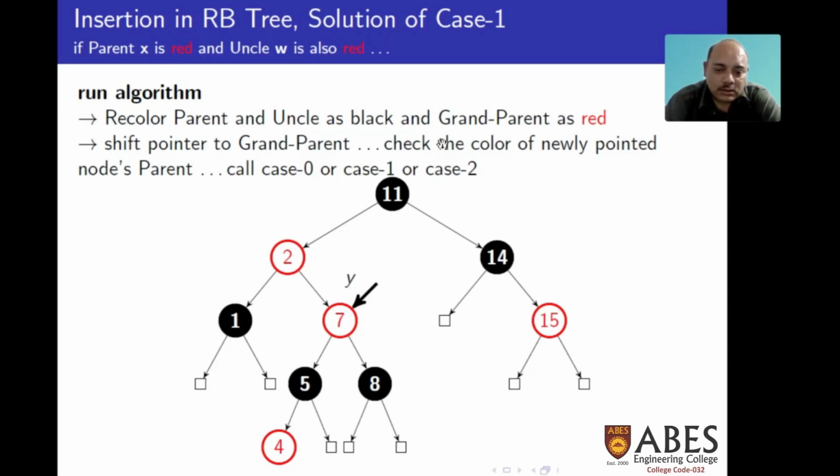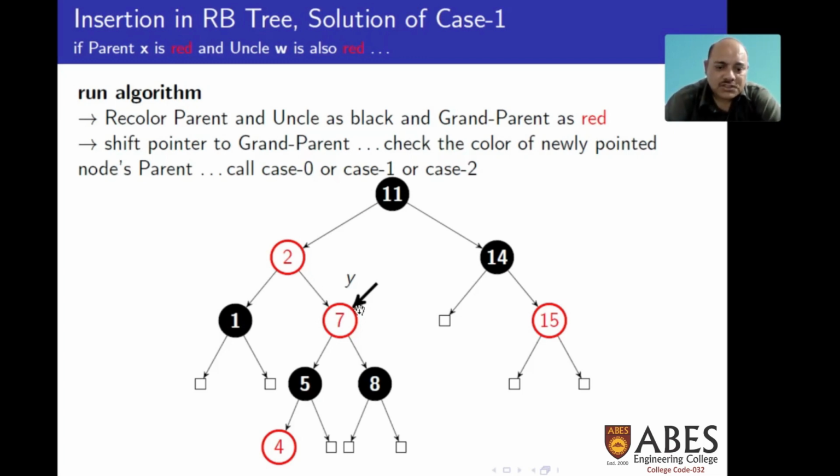So in this local cluster, what we are seeing is that 7 is on the right hand side of 2, and 2, that means the parent, is on the left hand side of the grandparent. So there is a left-right combination. This left-right combination we have to make into a left-left combination. Fine. So what we will do, first of all, two things.